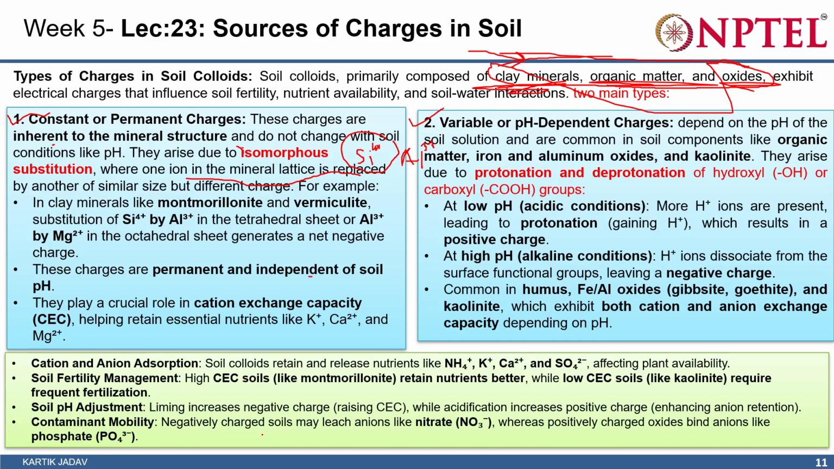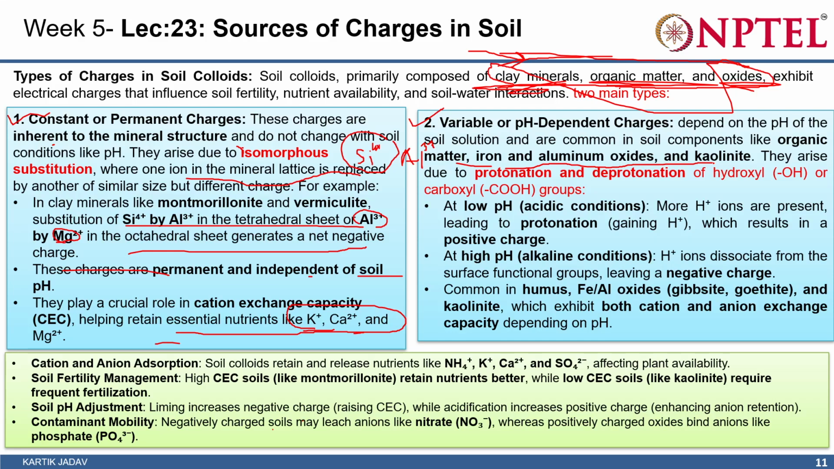So in clay minerals like montmorillonite and vermiculite, substitution of silicon 4+ by aluminium 3+ in the tetrahedral sheet, or aluminium 3+ by magnesium 2+ in the octahedral sheet, generates a net negative charge, and this charge is permanent and independent of any other soil properties. It plays a very crucial role in cation exchange capacity, helping in retaining plant available nutrients like potassium, calcium, and magnesium. While on the other hand, variable or pH dependent charges generally depend on the pH of the soil solution, and are common in soil components like organic matter, iron and aluminum oxides, and kaolinite.